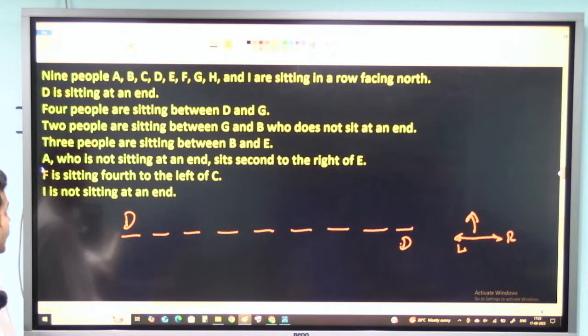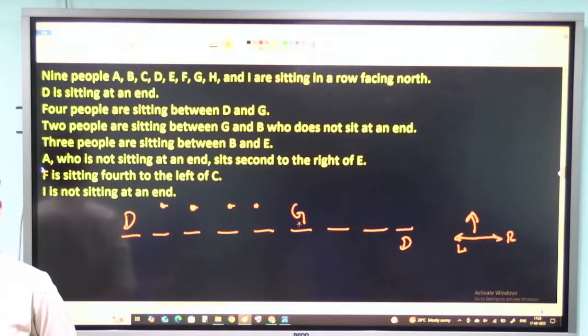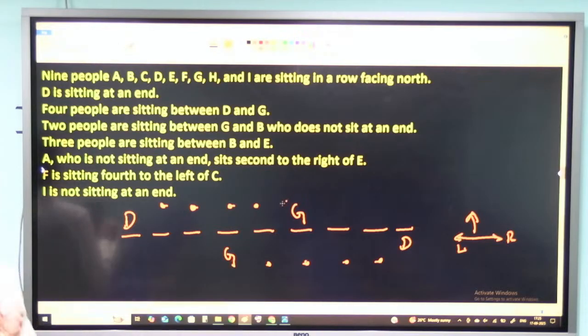Then coming to the next hint, 4 people are sitting between D and G. So 4 people here, 1, 2, 3, 4. I can consider G here. In the second condition, 1, 2, 3, 4. I can consider G here. Next, 2 people are sitting between G and B who doesn't sit at an end. So there are 2 people between G and B and B is not sitting at the end is what the question is saying.